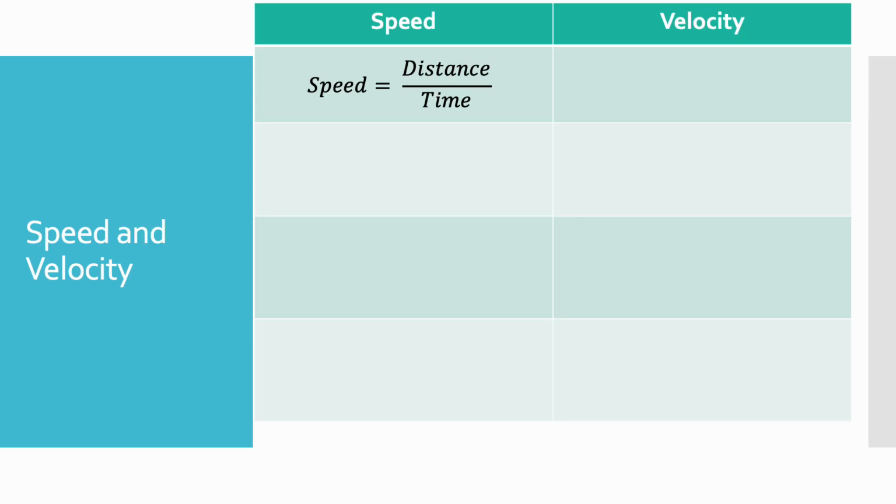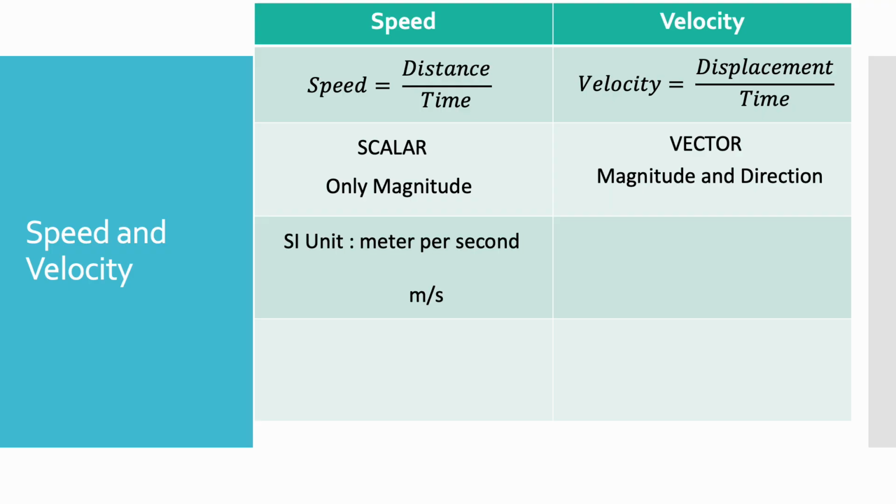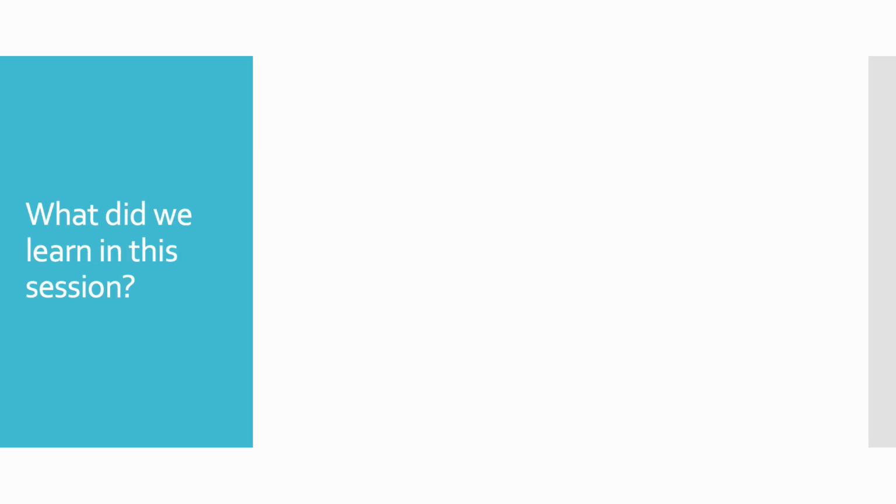Here is the difference. Speed is equal to distance divided by time. Velocity is equal to displacement divided by time. Speed is a scalar quantity. Only magnitude is required to specify speed, whereas velocity is a vector quantity. It requires both magnitude and direction. SI unit is meter per second for speed as well as velocity. Can speed be negative? No, speed cannot be negative, but velocity can become negative.